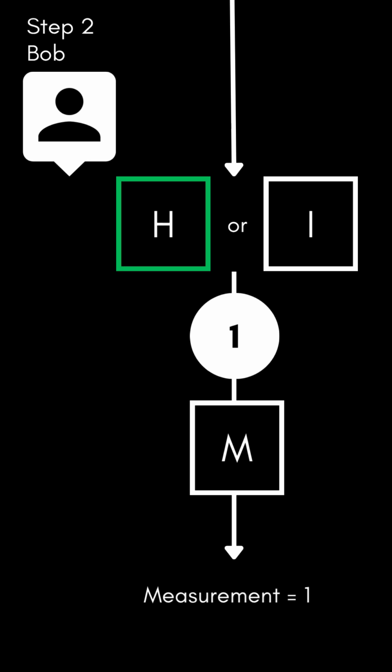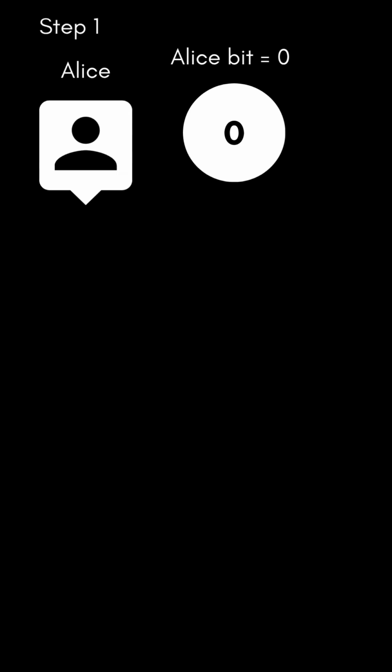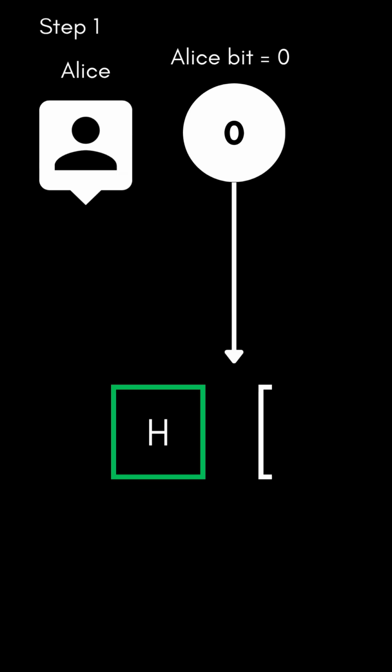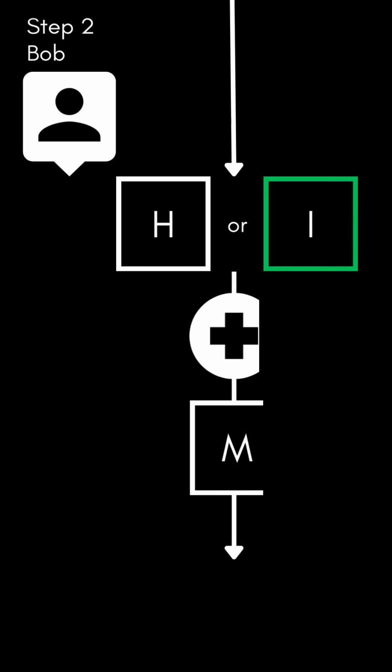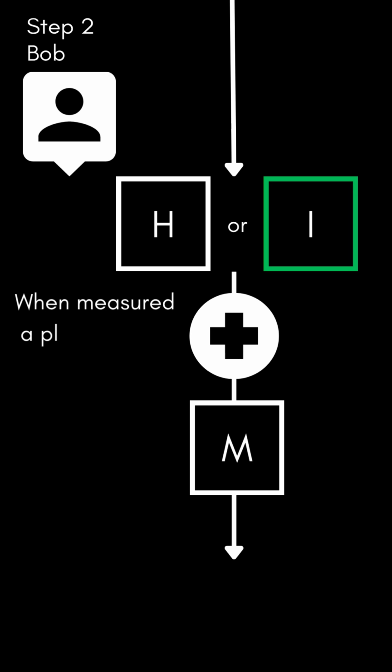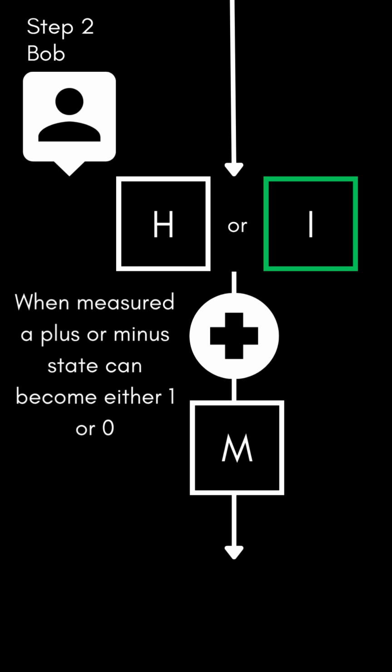Now let's walk through a different scenario. Alice's next bit is 0. She again chooses the H gate, resulting in a plus phase superposition. Bob decides not to apply the H gate this time, causing the qubit to stay in the plus phase superposition. When Bob measures the plus phase superposition, he has an equal chance of getting 0 or 1.